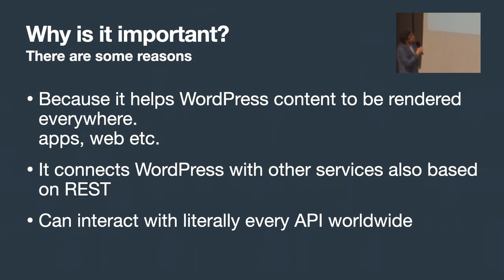It helps WordPress content to be rendered everywhere. So apps, web, whatever else you can think. So if it is just a small display in a train, you can render WordPress content there. Why not? So this is important in this case because you can access it from everywhere, from every small machine. So a REST API is, if you think in terms of Internet of Things, they are very small machines and they can access REST APIs and they literally need no data at all.